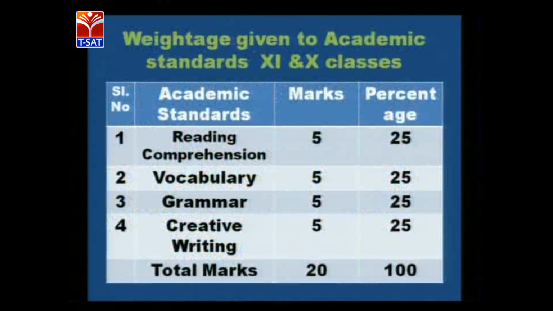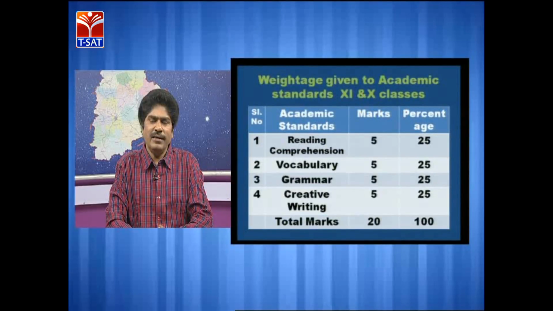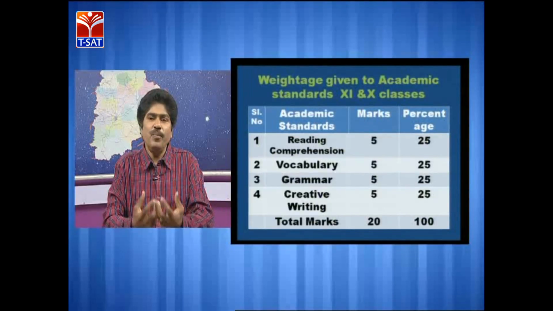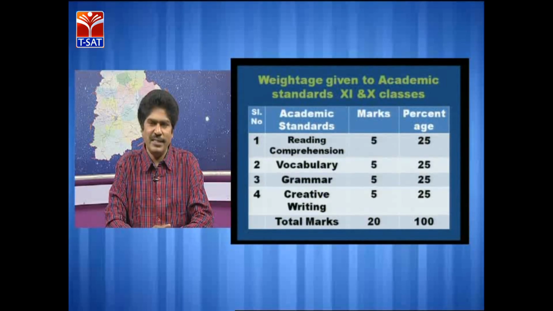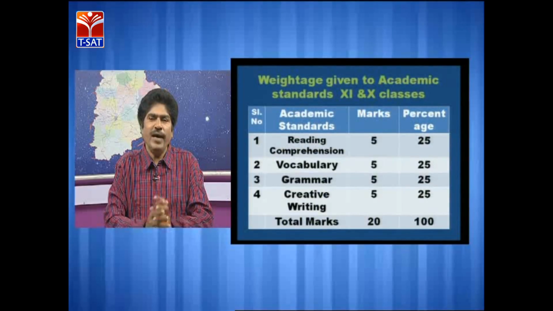You observe this. We have to develop one weightage table by giving importance to all the academic standards. In case of 9th and 10th, we take care of 4 academic standards. Reading comprehension is for 5 marks, vocabulary is for 5 marks, grammar is for 5 marks, creative writing should be assessed for 5 marks. In this way, our slip test should be for 20 marks. The inference of this weightage table is that we should give due importance to all the academic standards while we are assessing or conducting a slip test.